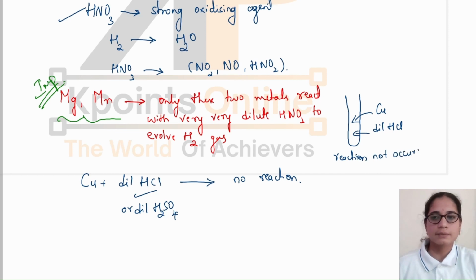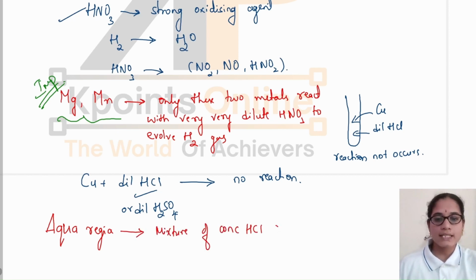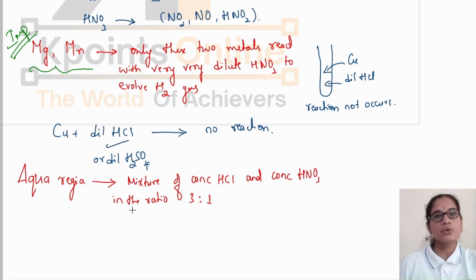We have learned that these metals like copper, gold, silver, platinum are not soluble in dilute acids. So if we want to dissolve these metals, we have to prepare a special acid mixture, that is aqua regia. It is actually a Latin word which means royal water. It is a mixture of concentrated hydrochloric acid and concentrated nitric acid in the ratio of 3:1. So if you ever want to dissolve metals like copper, gold, platinum, we need to prepare a fresh mixture of concentrated HCl and concentrated HNO3 in the ratio of 3:1.